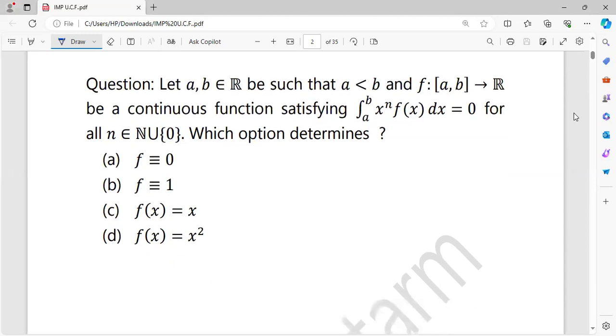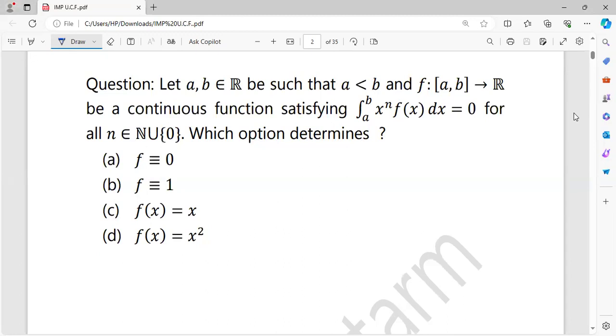Let A and B be real numbers and A is strictly less than B, and f is a function from the closed interval [a, b] to R, a continuous function satisfying the integral from a to b of x to the power n into f(x) dx is 0 for all n equal to 0, 1, 2, 3 up to infinity. Then which option is correct?